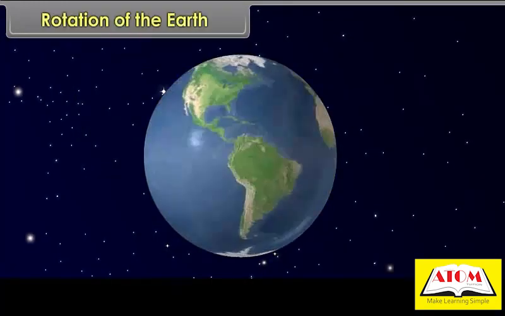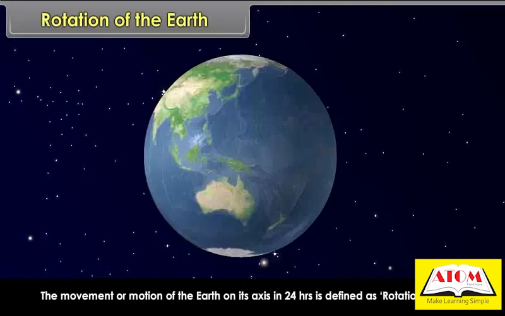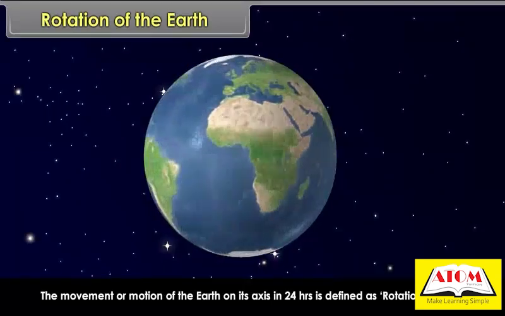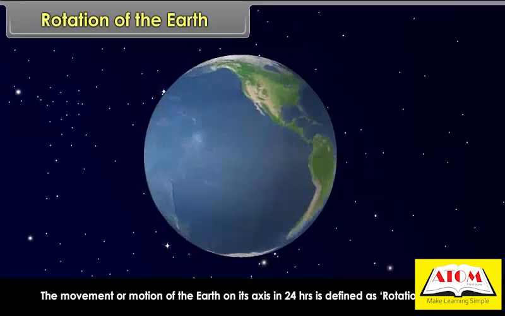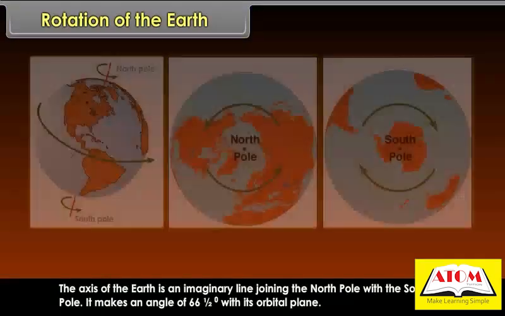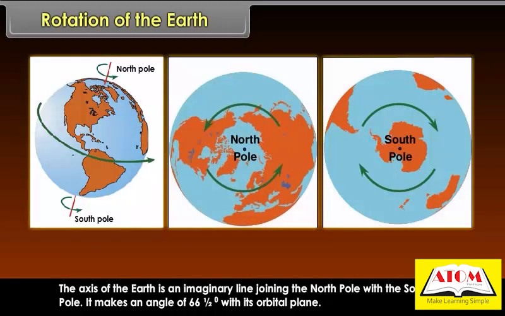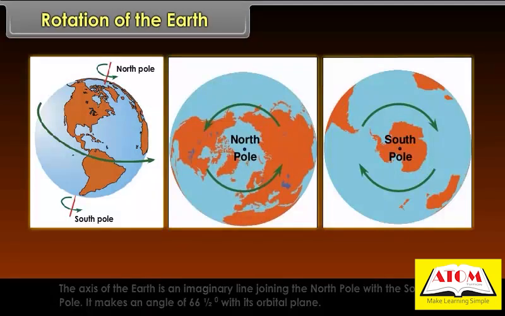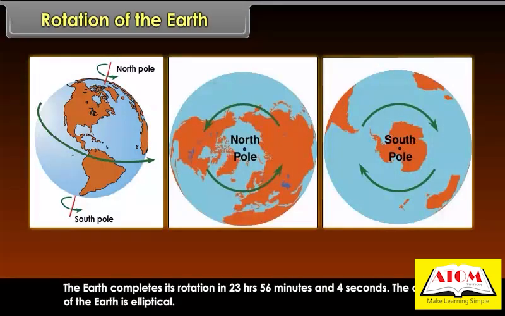Rotation of the earth. The movement or motion of the earth on its axis in 24 hours is defined as rotation. The axis of the earth is an imaginary line joining the North Pole with the South Pole. It makes an angle of 66.5 degrees with its orbital plane. The earth completes its rotation in 23 hours, 56 minutes and 4 seconds.